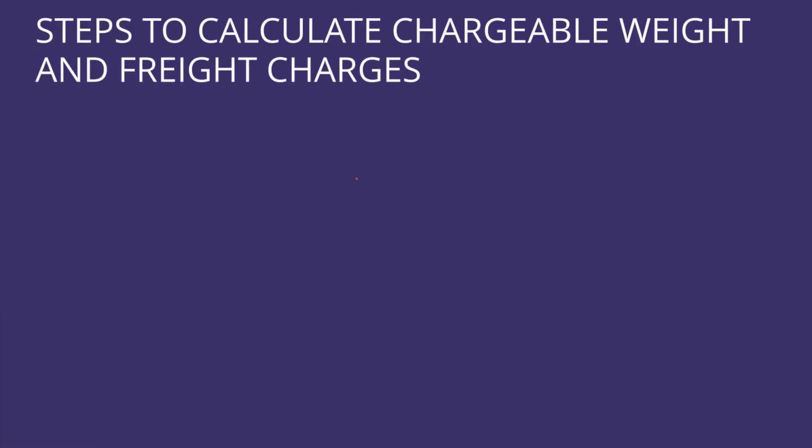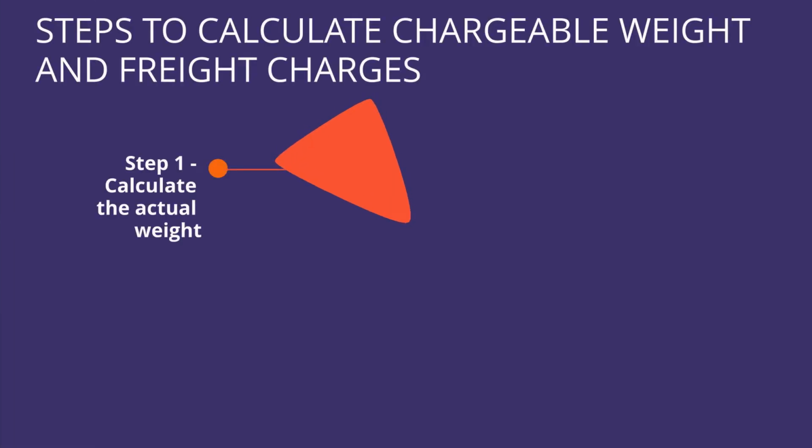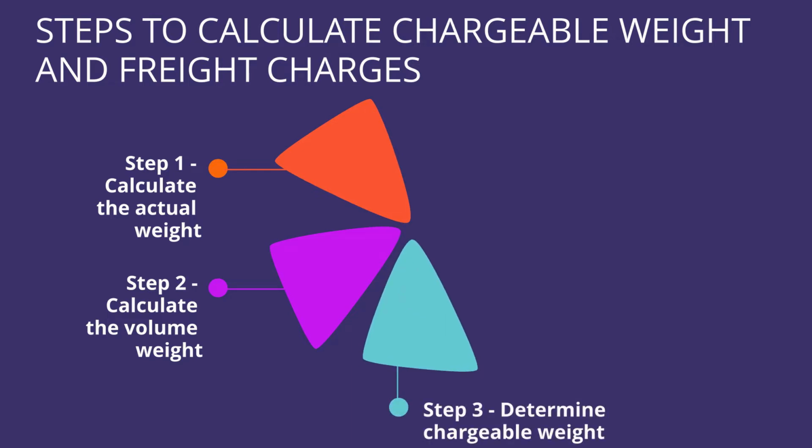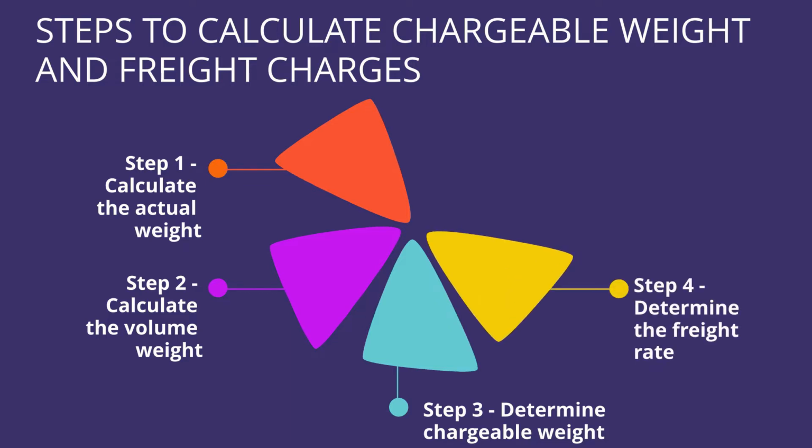There are 5 steps involved in calculating chargeable weight and applying the freight rate. First is calculate your actual weight. Second is calculate your volume weight. Third step is determine your chargeable weight. Fourth step is identify your freight rate. And the fifth is apply the freight rate.